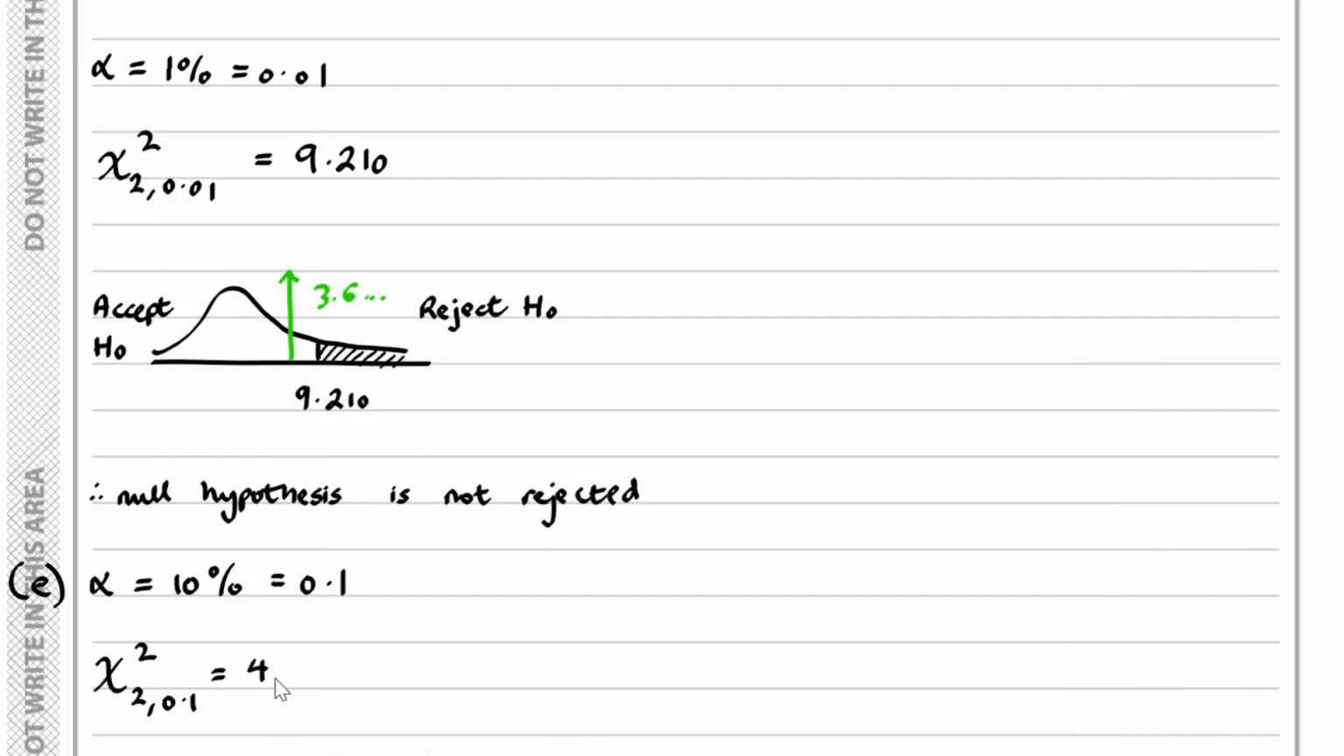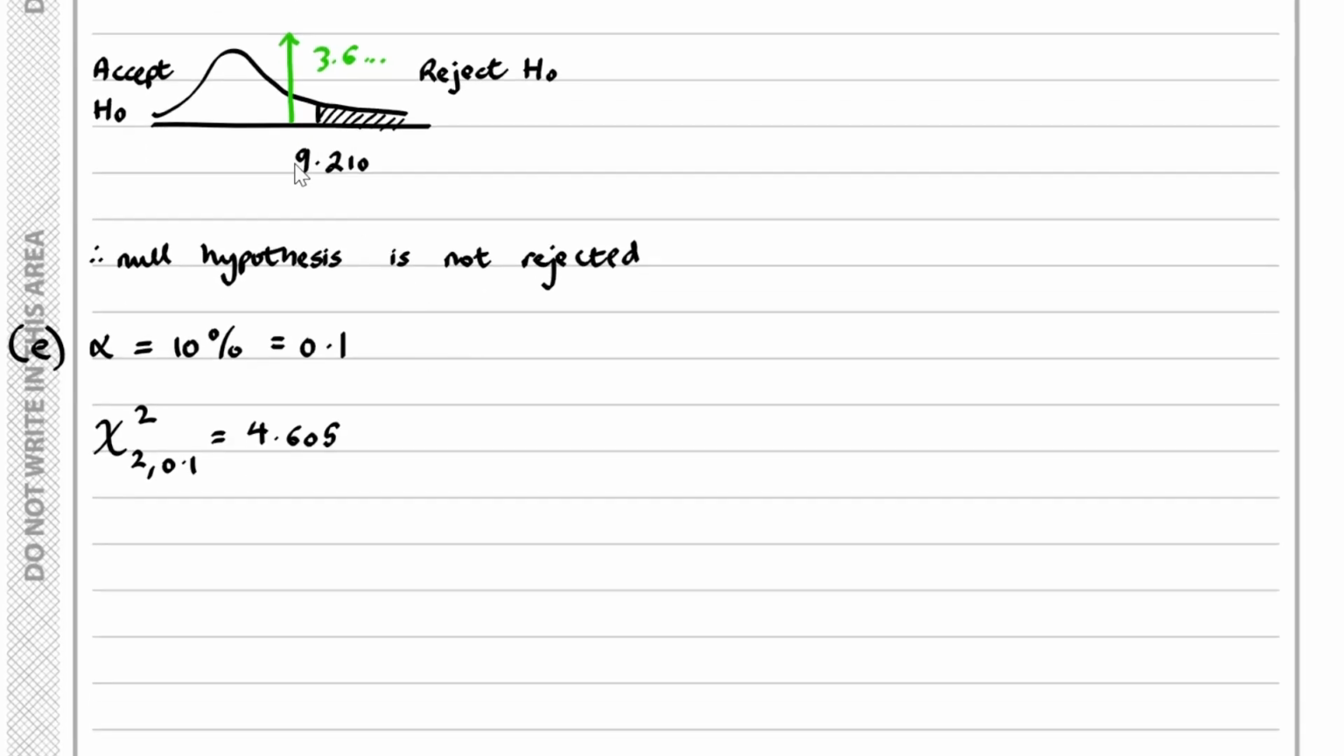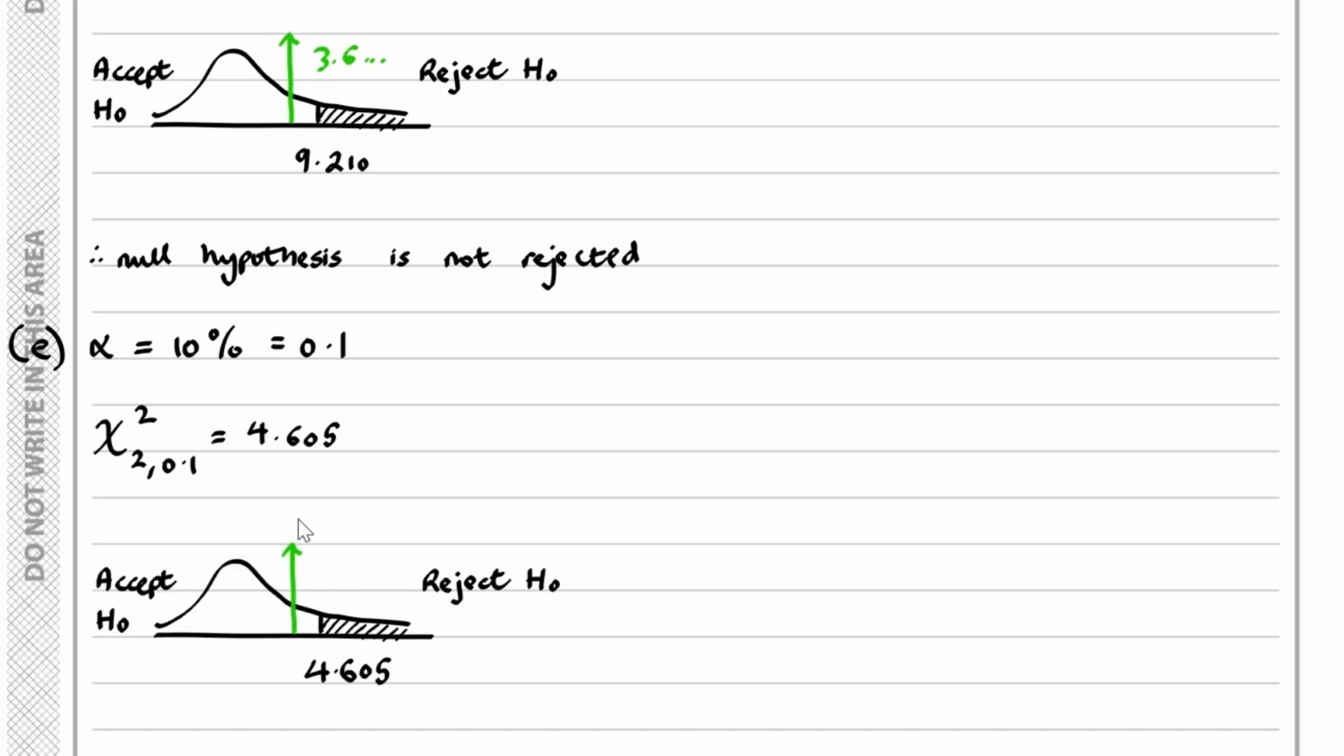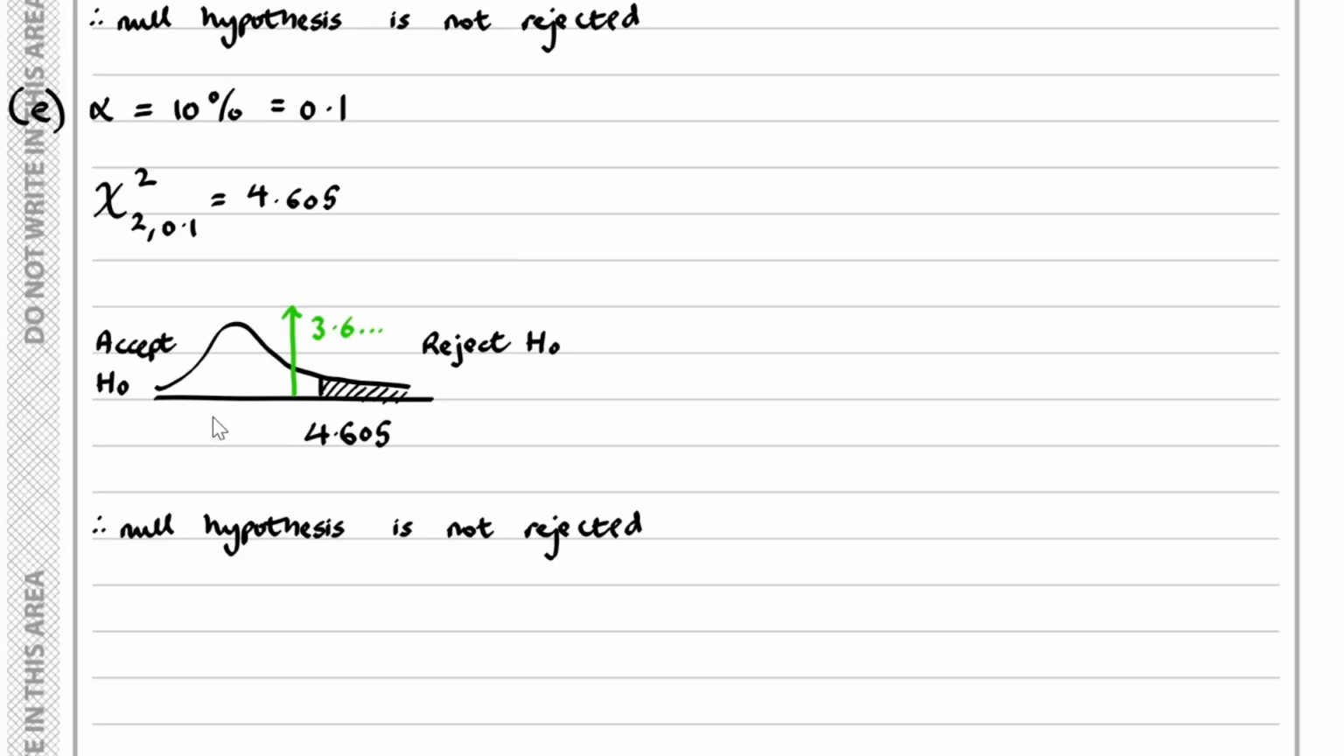So we have here 4.605. Drawing this diagram out again, we have our critical value 4.605 here, and this value of 3.6, etc. is still below the critical value, and therefore the null hypothesis is not rejected. Let's just write that down.